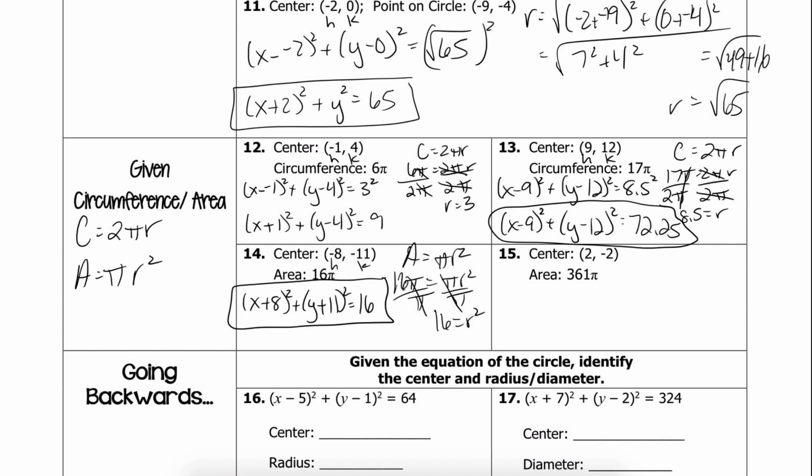Okay, I'm going to start the same way here. Pi r squared, 361 pi r squared. Okay, so here I can just say r squared equals 361. Now the square root of 361 is 19, but we don't have to know that because we needed the r squared in the first place. So I'm going to call this h and this k. So this is going to be x minus 2 squared. And then y minus a negative is plus 2 squared. That's going to equal 361.